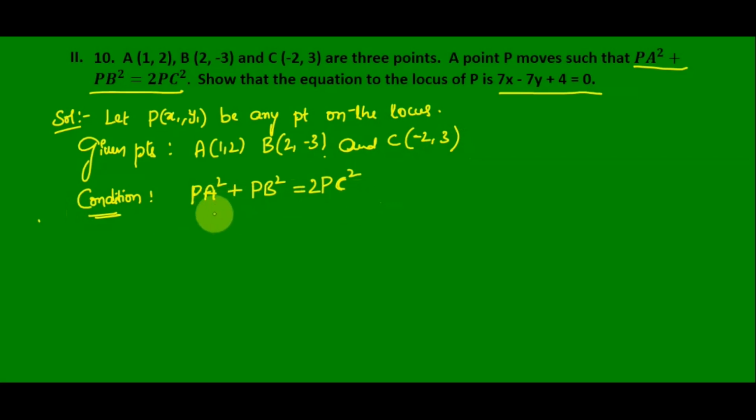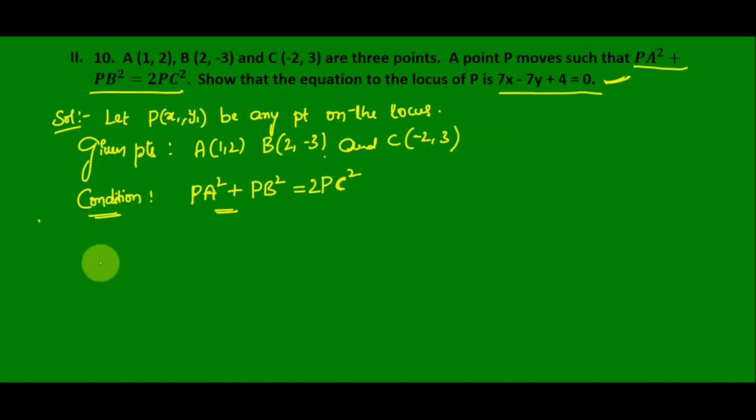So we should make use of this condition to get the equation as 7x minus 7y plus 4 is equal to 0. For that, PA square means the distance from P to A. Similarly, PB square means the distance from P to B, and PC square means the distance from P to C. So we'll make use of the distance between two points formula.